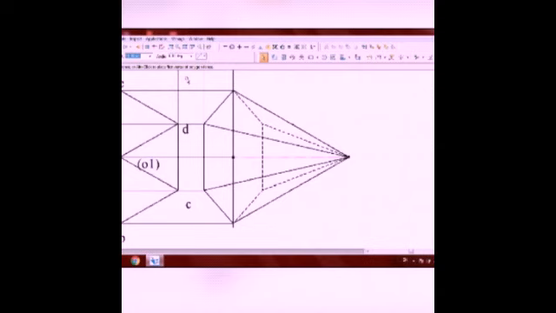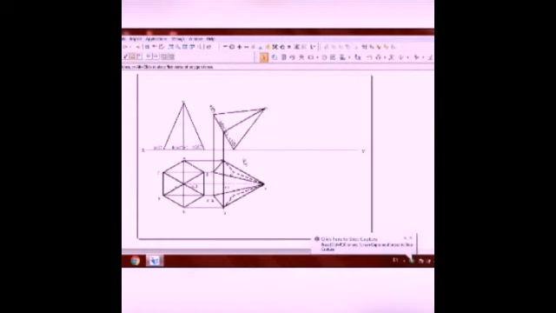Now observe that the hidden lines are decided by one simple logic. The edge on which it is resting is not visible, and therefore the lines connecting the corners of that edge are also not visible. So upon this logic, without confusion, you can easily draw the hidden lines. Now we have to mark ABCD for the second top view also.